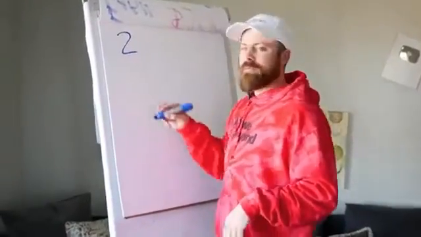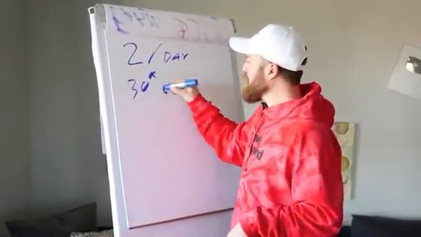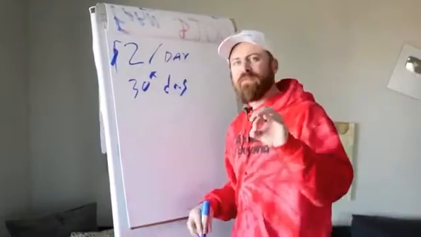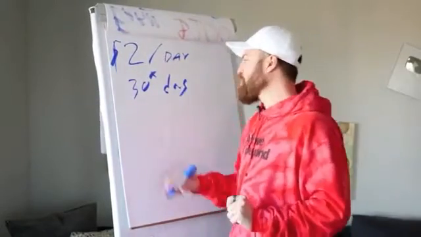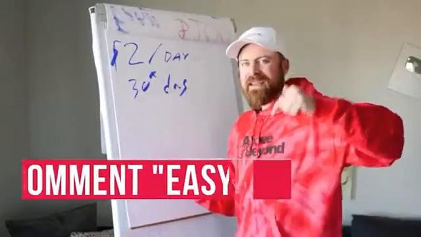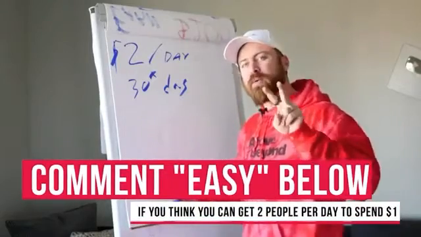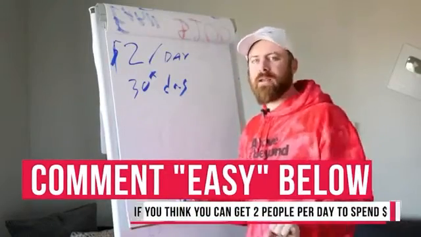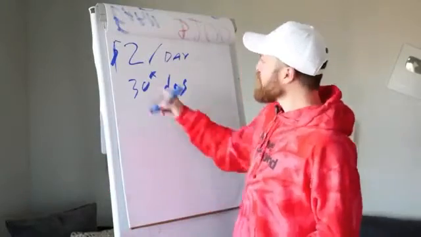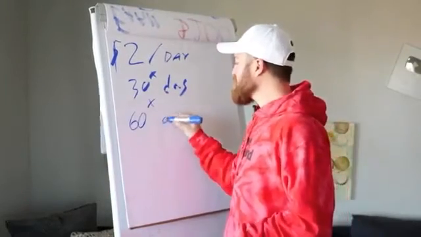So 2 people a day times 30 days, this is 60. Hopefully you're good enough to get 2 people to spend $1, right? Easy. Type in easy if you think you can get 2 people a day to spend $1. Type in easy in the comments. So that means you're getting 60 customers.